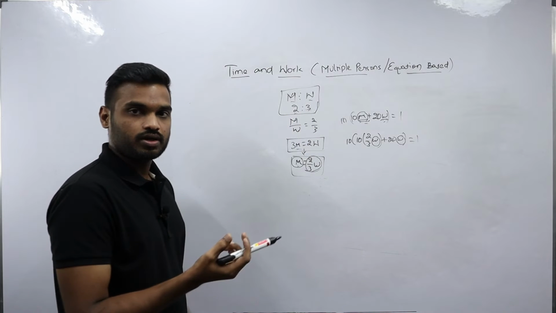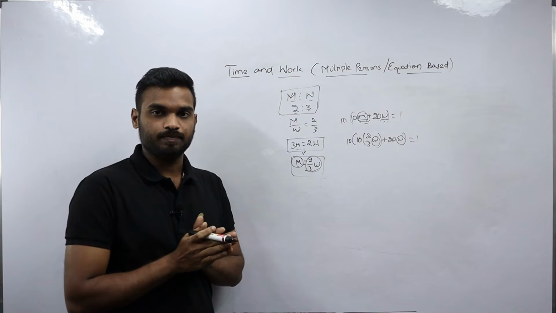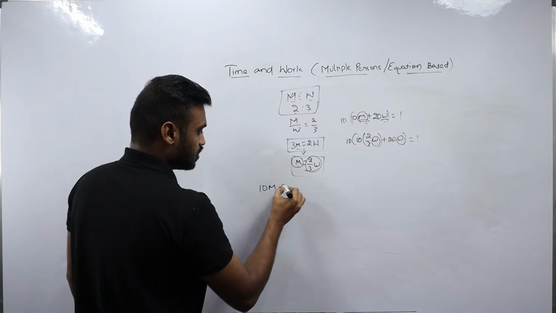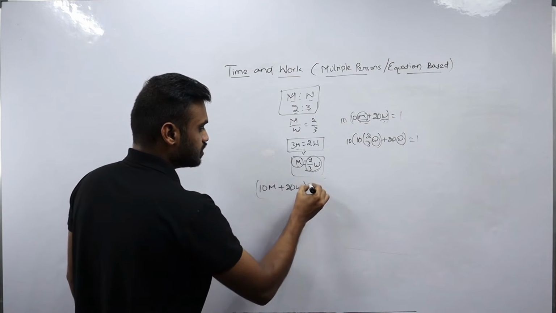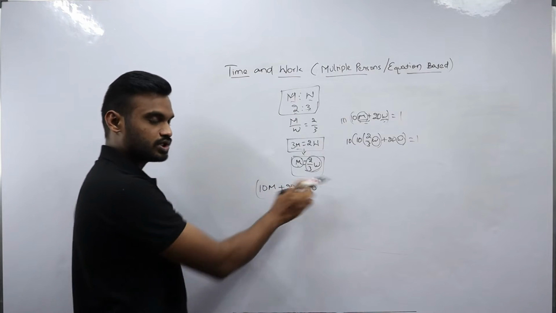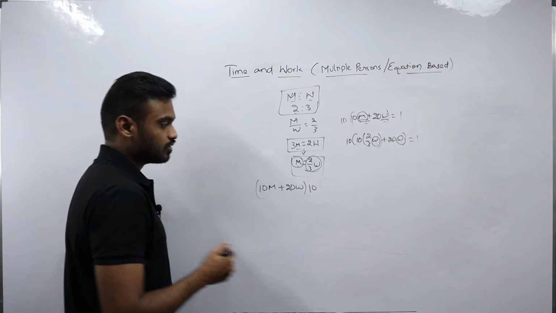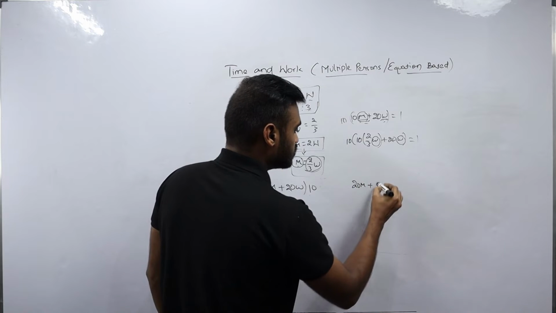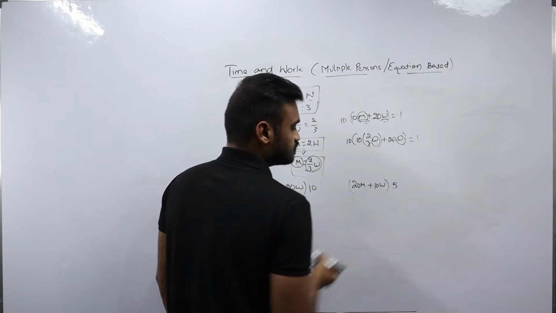Okay, now I will consider another example so that you can understand how to write when it is given in the form of work done. Suppose consider 10 men and 20 women can complete the work in 10 days. Now I am considering another scenario where 20 men and 10 women can complete the work in 5 days.